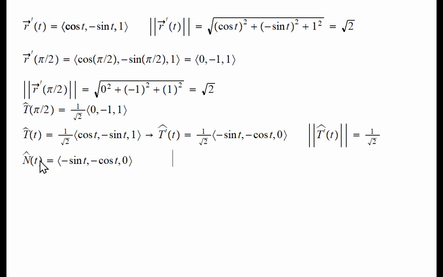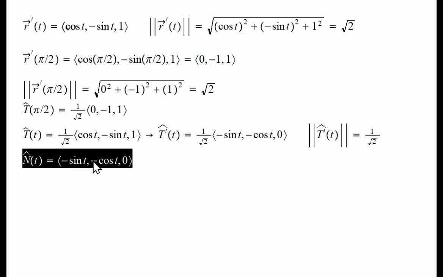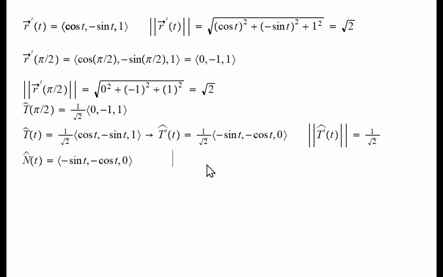And then if we calculate that at pi over 2, what shall we get? Sine of pi over 2 will become 1, so we get simply -1. Cosine of pi over 2 will be 0, so that stays as 0. And the third component is already 0.